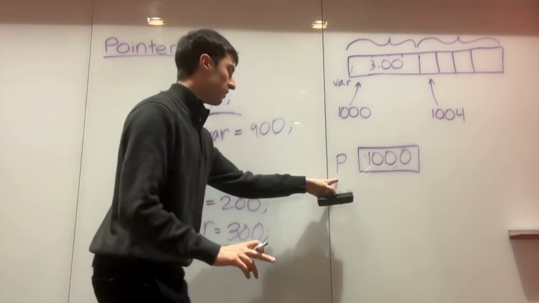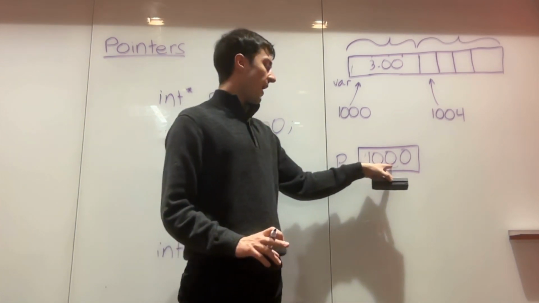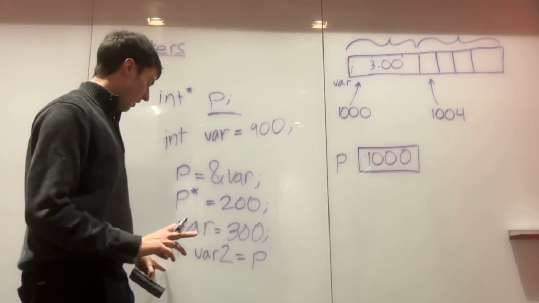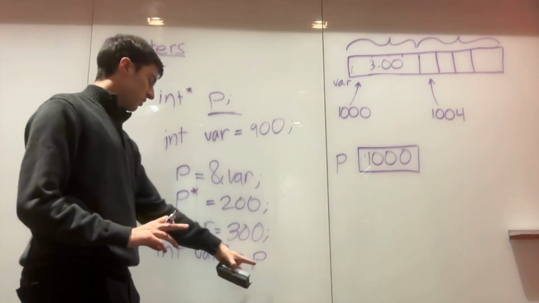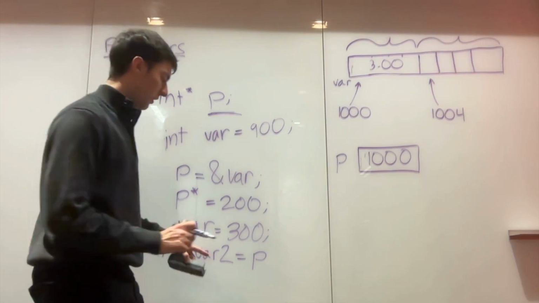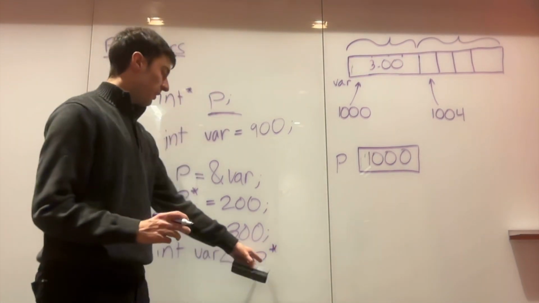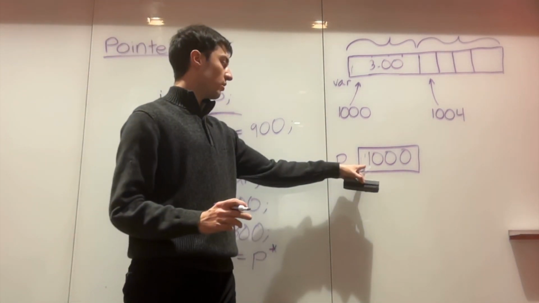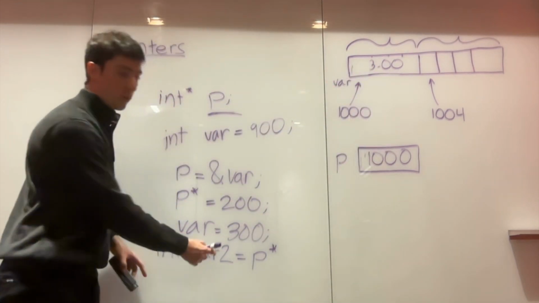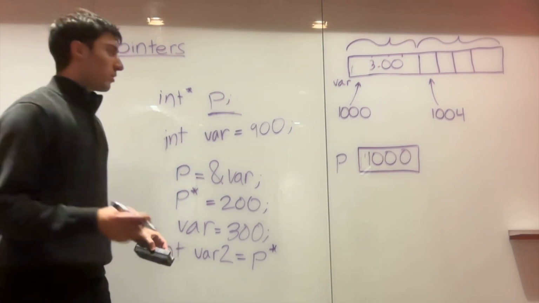P. Well, p is just a variable, and it contains the address. That's what it contains, an address. So this is going to assign var2 an address, which is not really what we want. We use that dereference operator again, okay? Then it goes to the address which is inside of p and returns that value. So now var2 is going to be 300, okay?